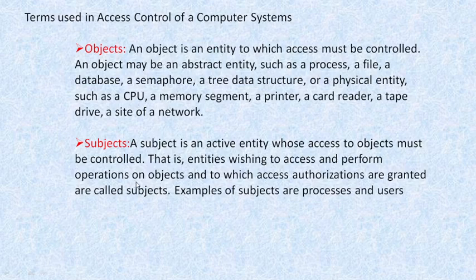That is, entities wishing to access and perform operations on objects. What operation would I like to perform in our example? I thought to update any figure in the database. Update anything in the database, that is an operation. On which am I going to perform that operation? I want to perform it on the database. So that is an object. So subjects come as entities wishing to access and perform operations on these objects. All the processes and users are examples of subjects.